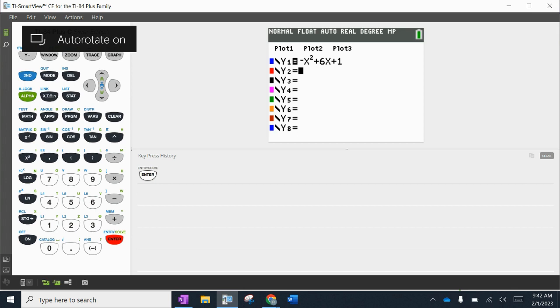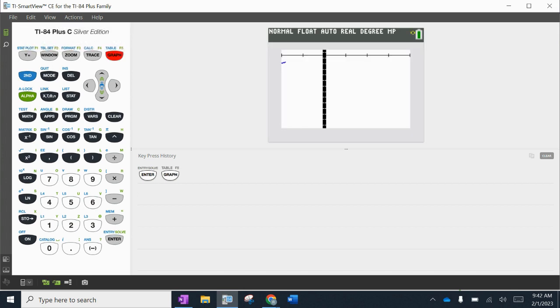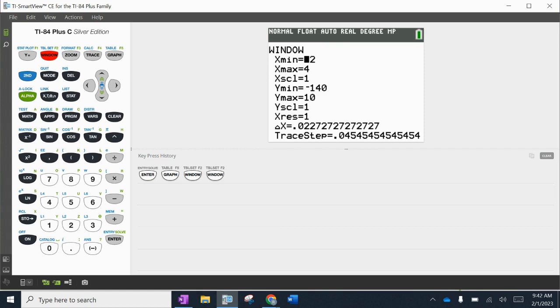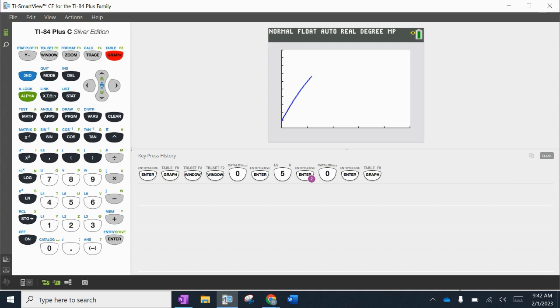If I go into graph, let's see what my window looks like. I'm going to need to change that. So window, x min 0, x max 5. And then as far as the y values go, I'll go 0 to 10. Let's see if this shows up. That's a pretty good graph. So over the 5 seconds, the y value on this graph represents her velocity.